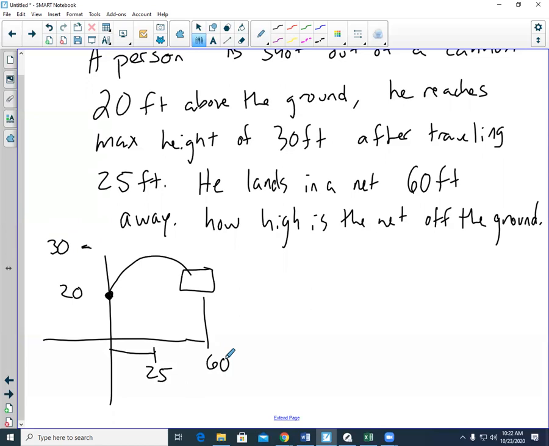Now, am I given any specific or good points in this graph? Or am I given any points at all? Go ahead. You have the vertex. I know the vertex, right? Which is what?